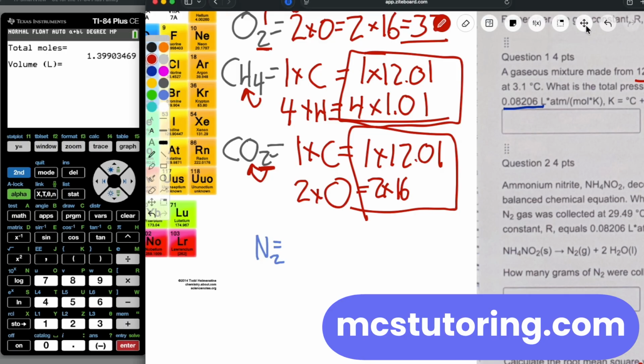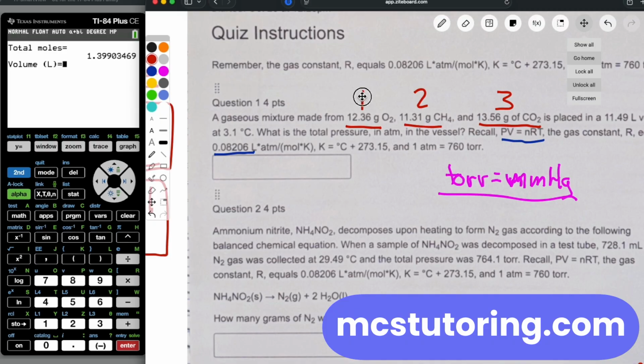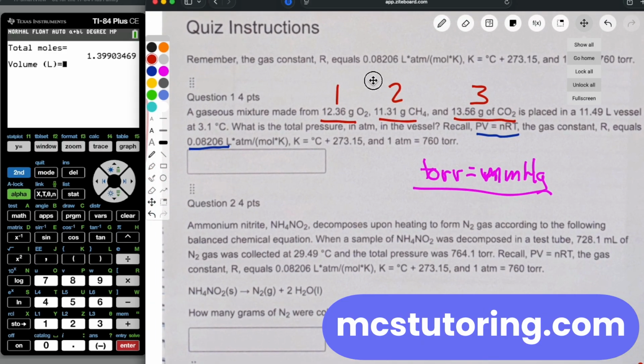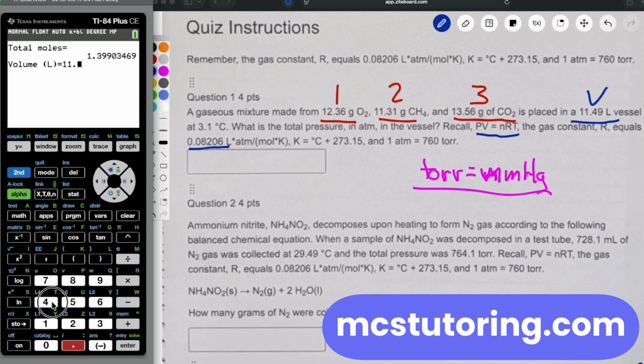And then what's the volume? Now look, again, pesky thing about science, or chem specifically. You've got to make sure you get your units and everything right. So this 11.49 liters, that's my volume. 11.49. Now look, here's the cool thing. I converted the temperature to Celsius.